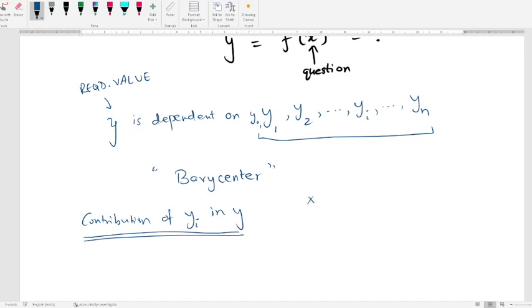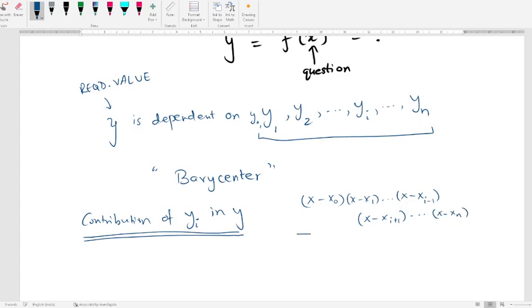It is going to be x minus x0, multiplied by x minus x1, and this product is again multiplied by x minus x2, and so on, all the way up to x minus x(i-1). Then we skip the x minus xi, and this is multiplied by x minus x(i+1), multiplied by everything, all the way up to x minus xn.